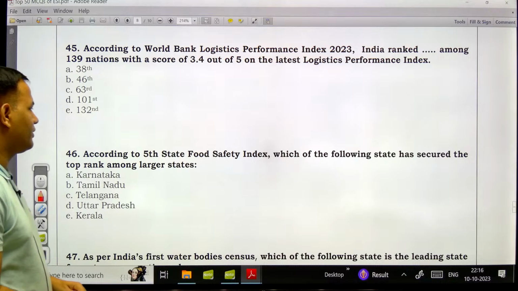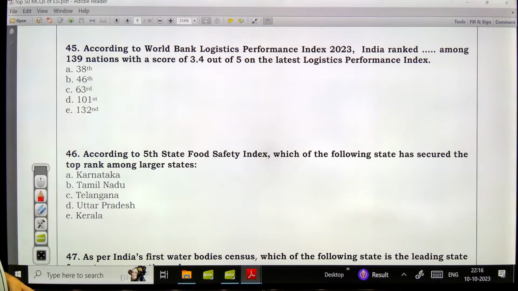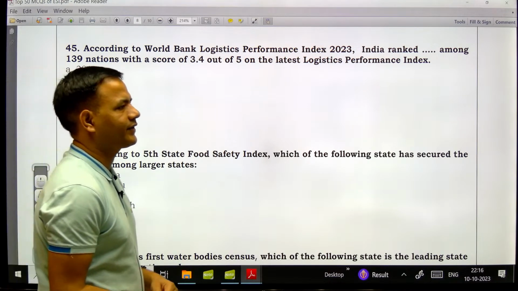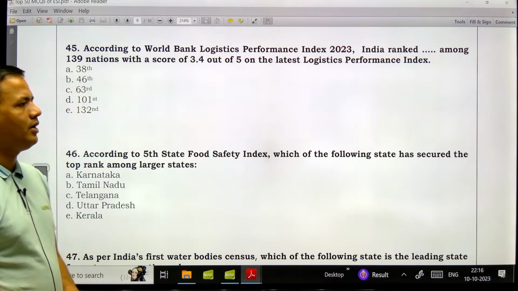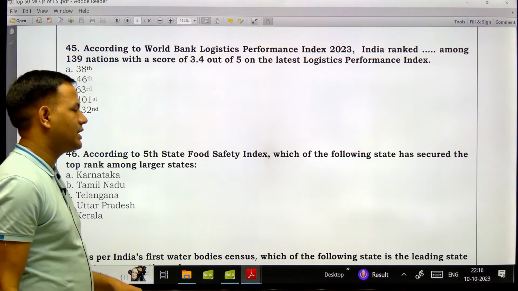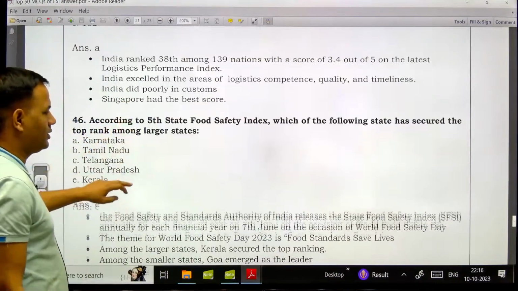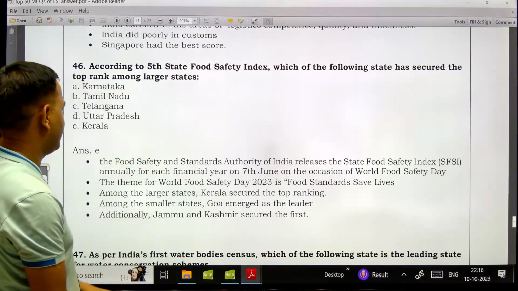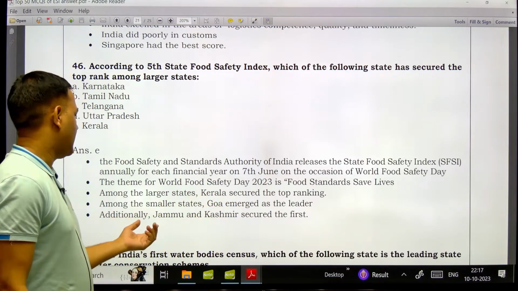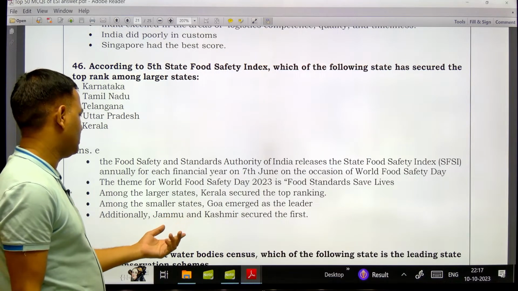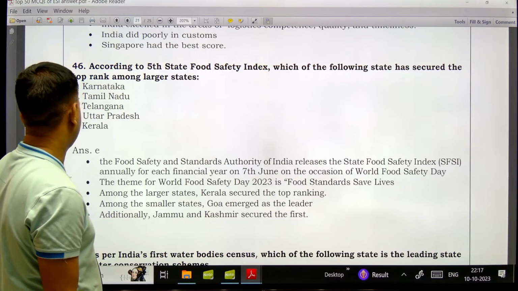According to the 5th State Food Safety Index, which of the following states has secured the top ranking among the largest states? State Food Safety Index. Which state has secured the top? Kerala, followed by Punjab and Tamil Nadu. Yes, again the State Food Safety Index is important. So among the largest states, Kerala secured the top ranking. Among the smaller states, Goa, and additionally Jammu Kashmir secured first among UTs, Union Territories.